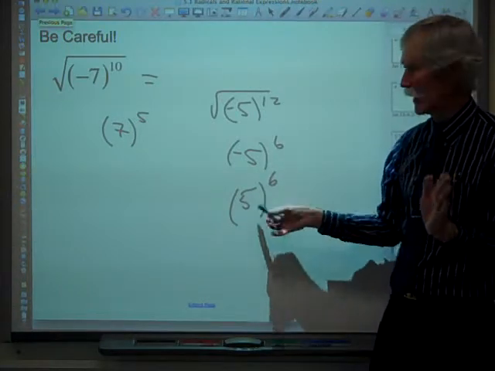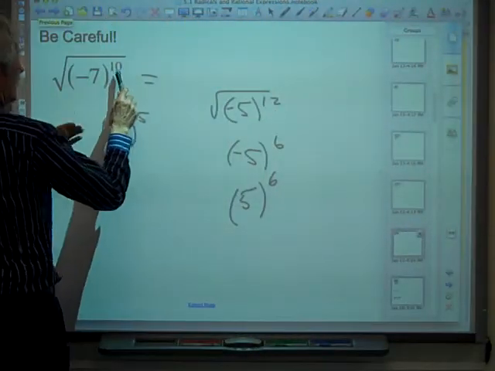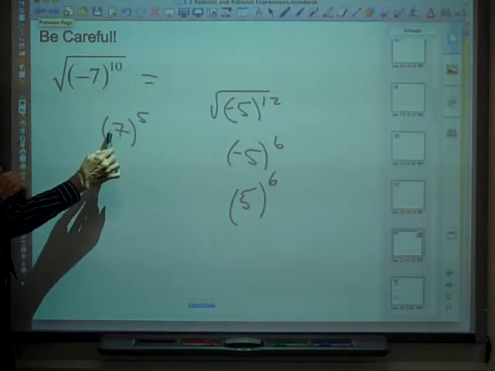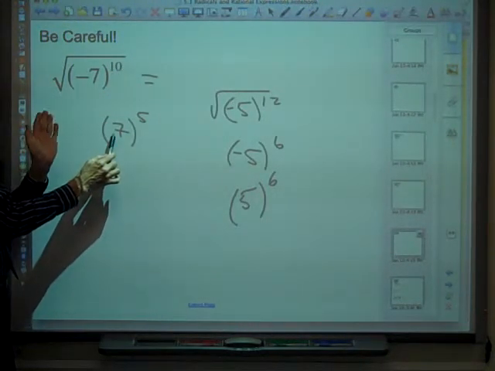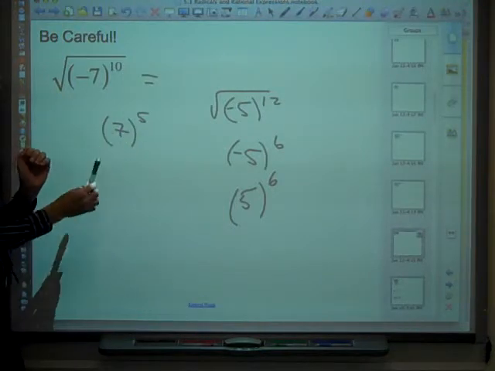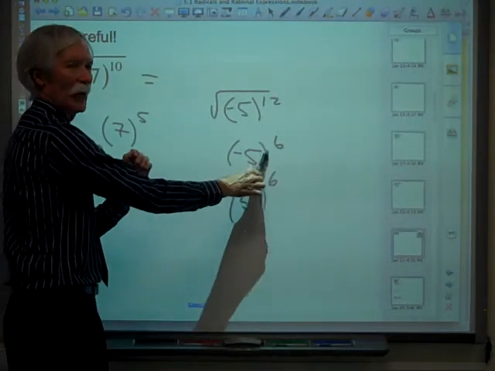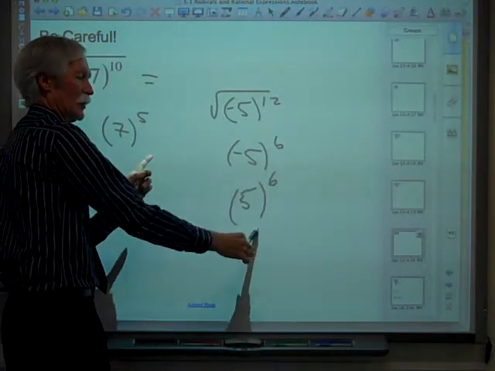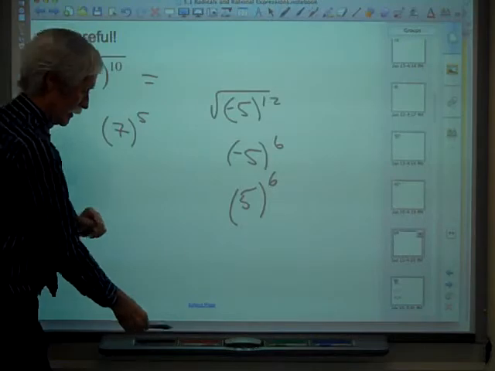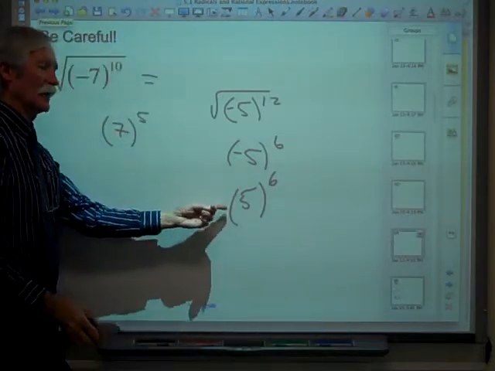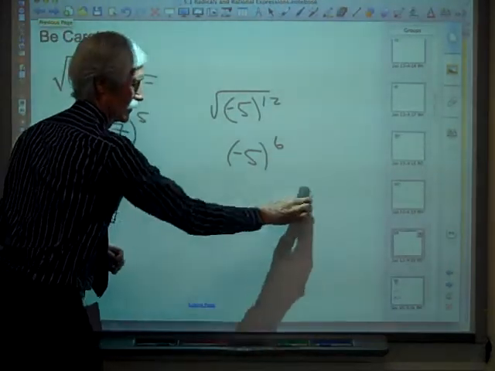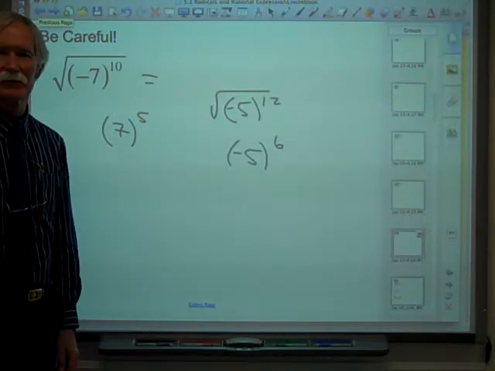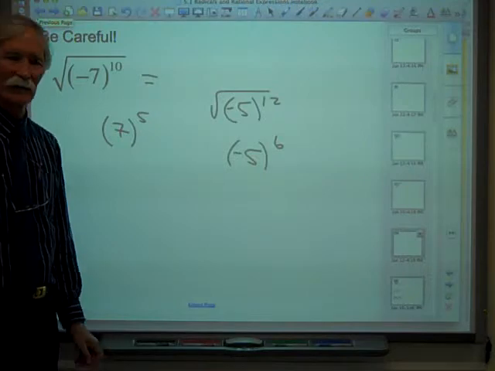They will be okay. But just remember, if you take half of it and it's an odd number of negatives, it would be negative, and that's a mistake. But if it's an even number here, you can get by with having negative 5 to the 6th power, because that will turn positive in the end anyway. Or you could have this answer as well, because it's the same. Do you understand that idea? No.